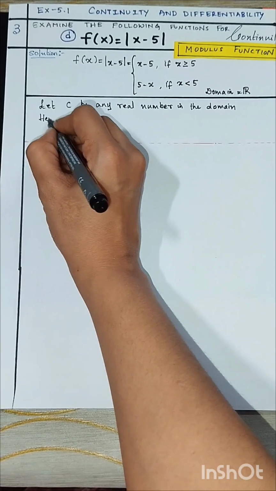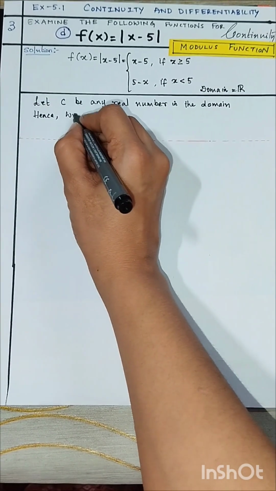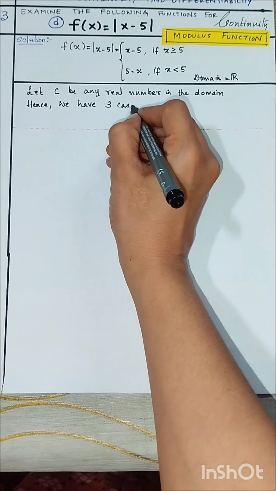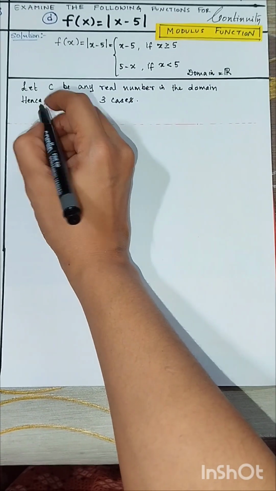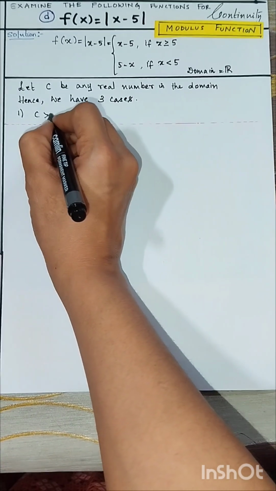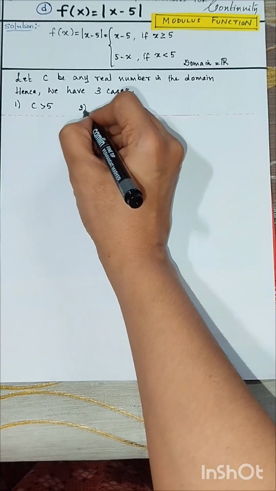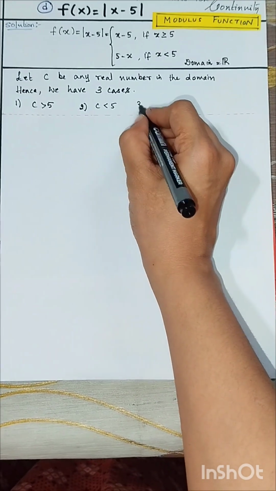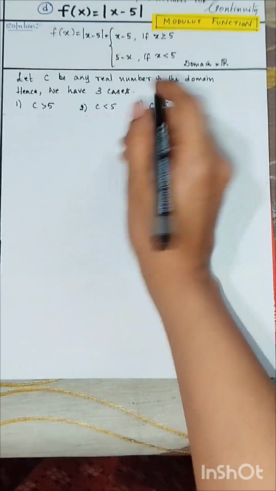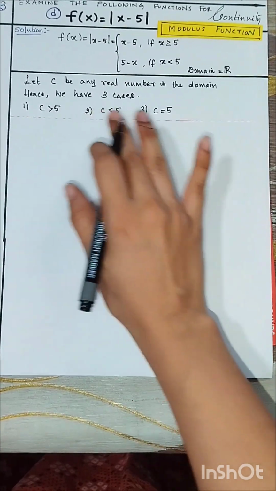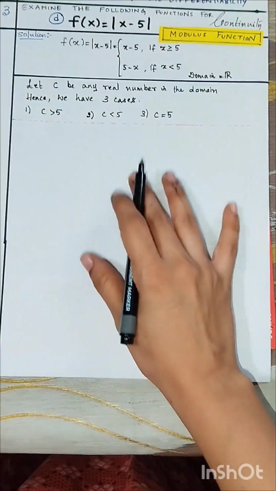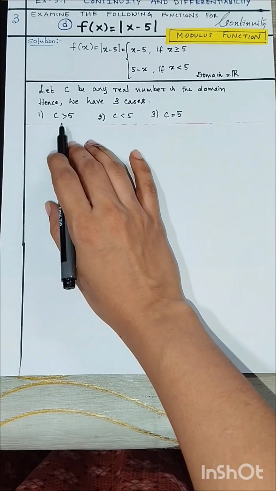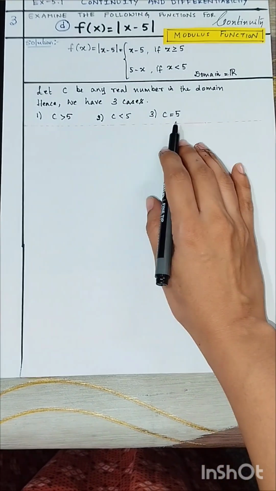Hence, we have three cases. So what is the first case? We have C greater than 5. Second case, I'll first solve for greater than, less than, and the third case is C equal to 5. So now you know how you got these three domains, right? Because of this. So directly you can write this in the examination. Now this will be case 1, case 2, and this will be case 3.